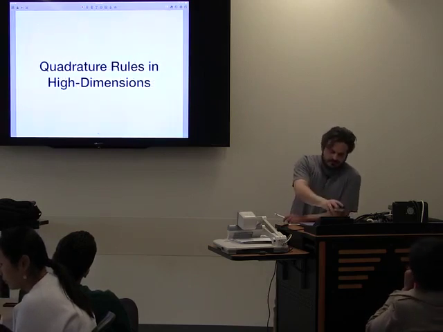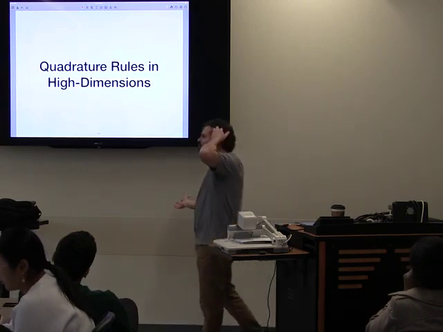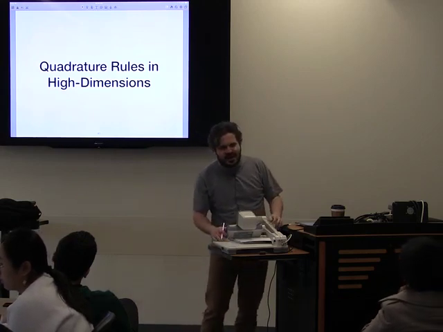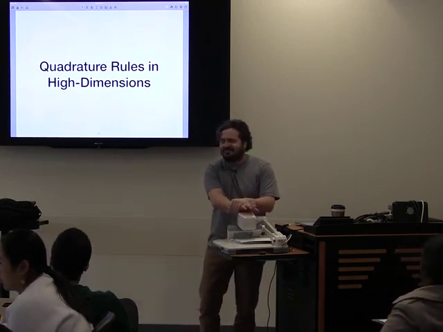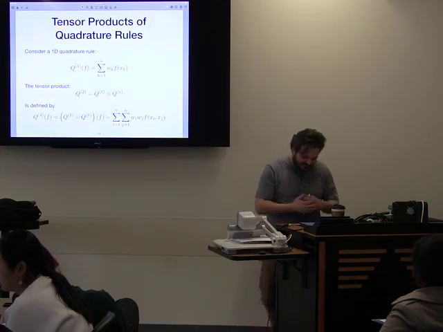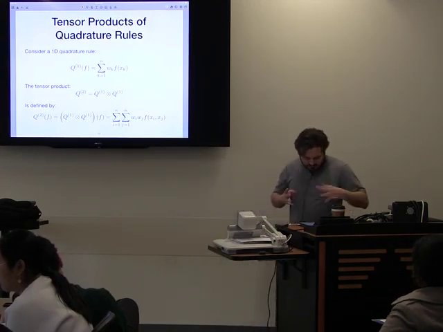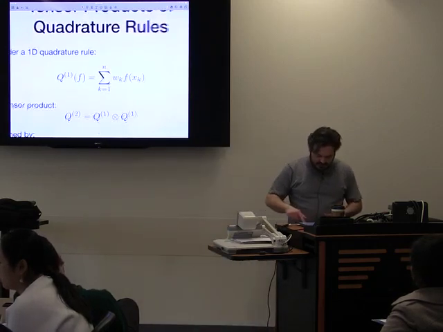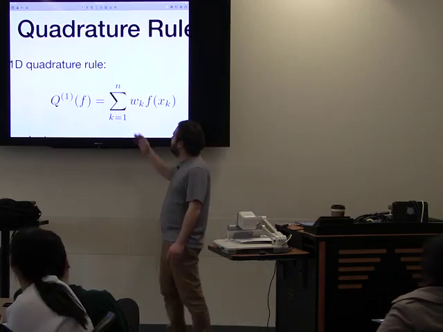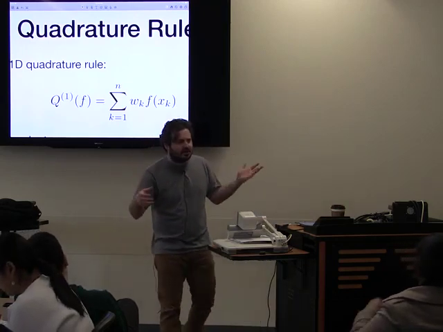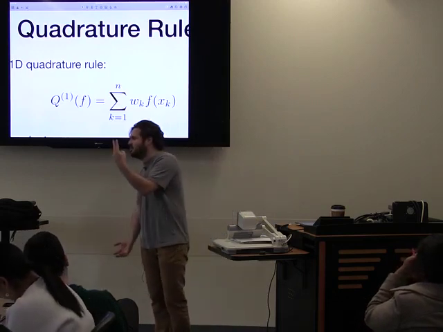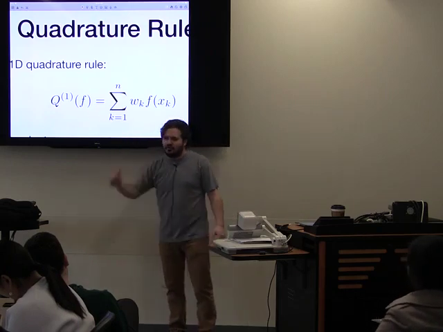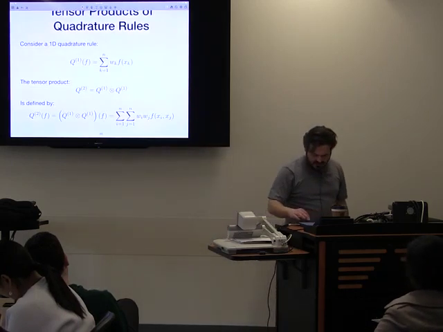All right. Now that we know how to integrate in 1D, let's integrate in higher D. If you have a one-dimensional quadrature rule, it looks like that, so that evaluates a one-dimensional integral. You can create a two-dimensional quadrature rule by taking what is known as the tensor product of the two quadrature rules. So I'll show you how this looks.